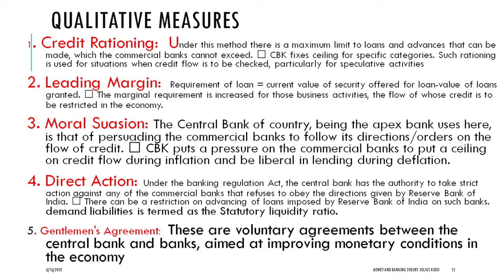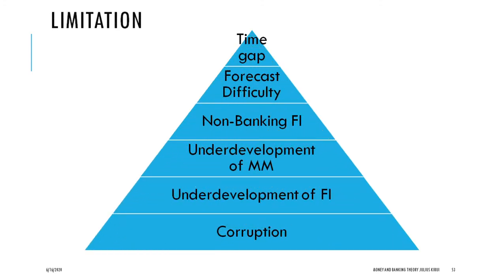Gentlemen's agreements are voluntary agreements between the central bank and banks aimed at improving monetary conditions in the economy. This is actually a simple way of gentleman's agreement. Just agree and sort out the issue. Most countries like Tanzania have been actually using the gentleman's agreement. So the Central Bank of Tanzania has been applying the gentleman's ratio.